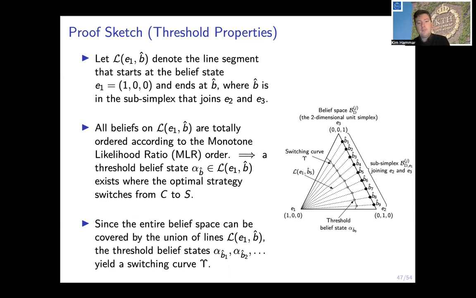But the idea behind this proof is that even in the two-dimensional case, you can form line segments that go from the corner here to the opposite side, which are these dashed lines here. And on each of those lines, we have total ordering of the beliefs. So then we can show that on each of the lines, there exists a thresholding point, so that if you are on the line and you're below the threshold, then you should wait, and if you're above the threshold, then you should stop. Now, since we can fill the entire simplex with these lines, there exists an infinite number of these belief points here. And if you connect them together, you get a curve, and that is the switching curve.